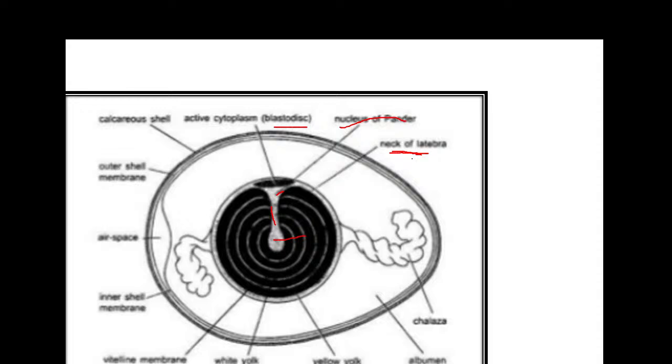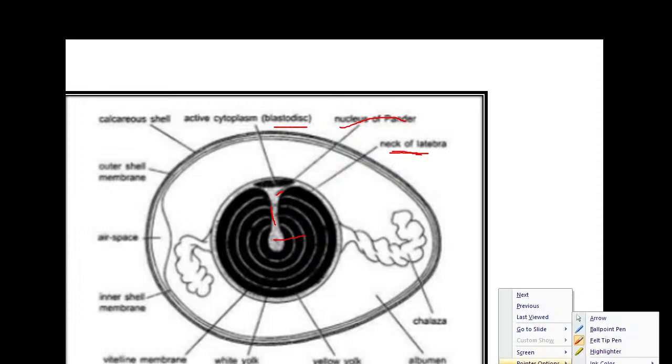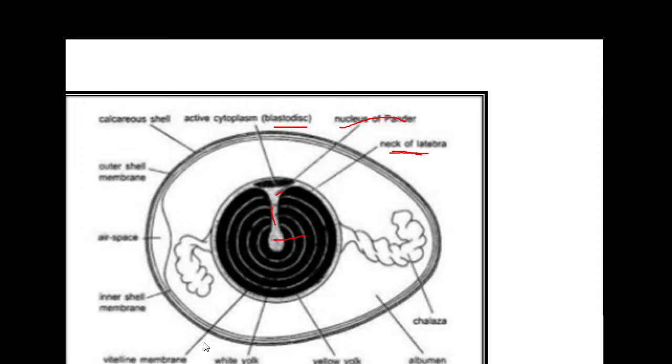അടുത്തത് യോക്കിന്റെ കാര്യങ്ങളൊക്കെ പറഞ്ഞു. ഇപ്പൊ യോക്കിന്റെ തൊട്ട് മുകളിലാണ് ബ്ലാസ്റ്റോഡിസ്ക് കിടക്കുന്നത്. ബ്ലാസ്റ്റോഡിസ്കിൽ നിന്നാണ് എംബ്രിയോ പ്രോപ്പർ ഡെവലപ്പ് ചെയ്യുന്നത്. ഇനി the yolk is surrounded by, യോക്കിന് ചുറ്റും. Here you can see white yolk, yellow yolk ഒക്കെ കണ്ടു. യോക്കിന് ചുറ്റും കാണുന്നതാണ് vitelline membrane.